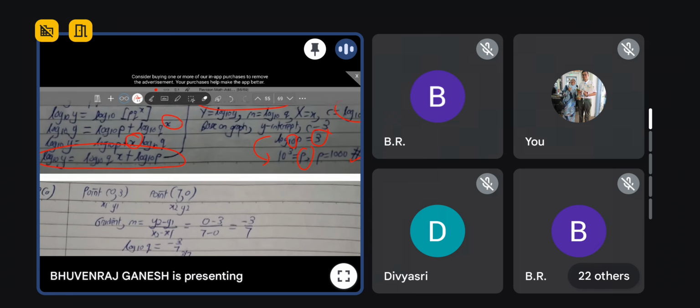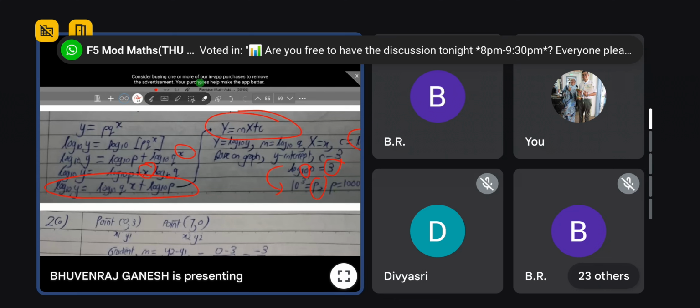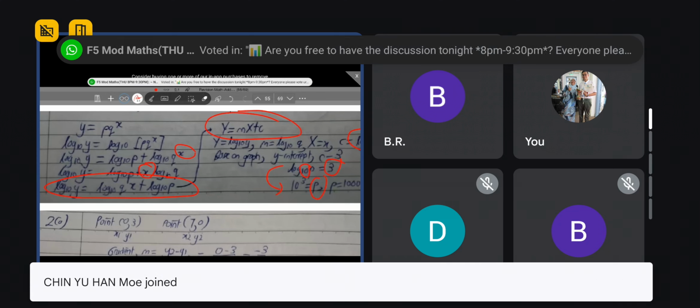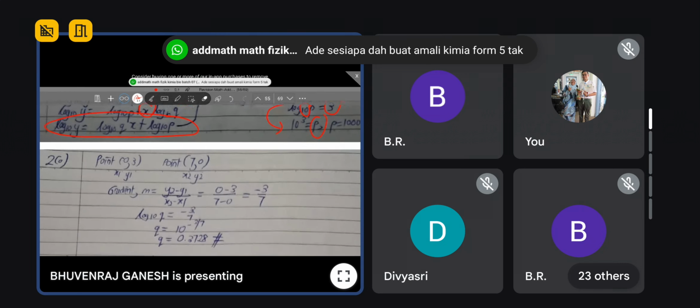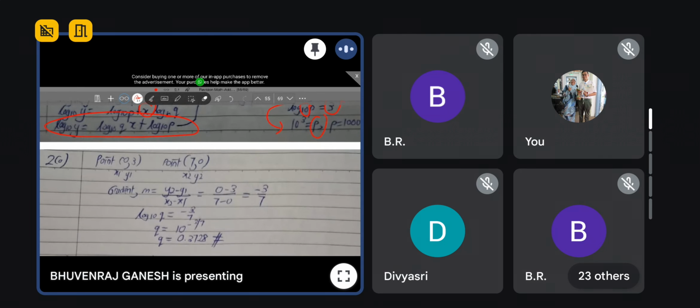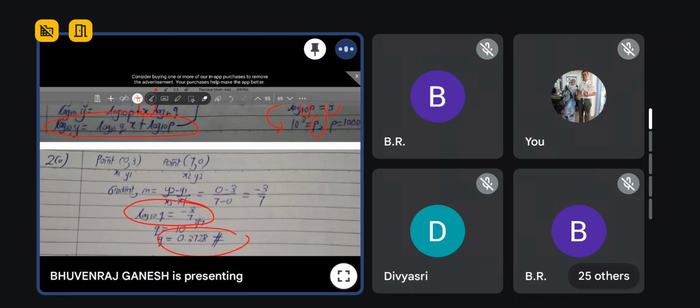So then, based on the equation here, we know that gradient is equal to log 10q. Correct? Because we arranged the equation already. Kecerunan tu log 10q. So that's why I can say that log 10q is equal to my gradient value that I get. Okay? And then the normal process lah. 10 power negative 3 over 7 equal to y. So you will, equal to q. So q will equal to 0.3728.